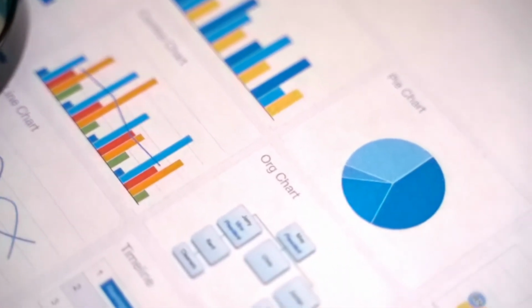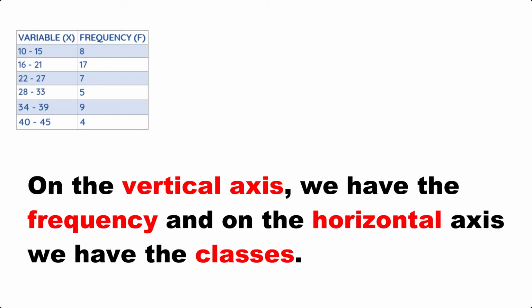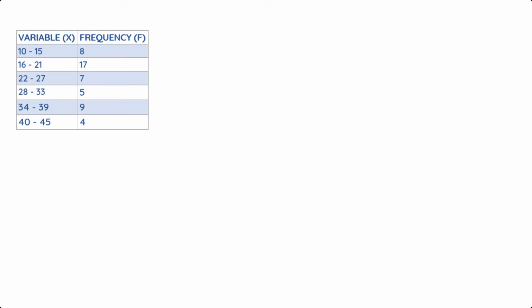So I would be using a histogram to graphically illustrate this dataset. If you decide to plot the histogram, on the vertical axis we have the frequency, and on the horizontal axis we have each of the classes. And here is what the histogram of this dataset of ours looks like.